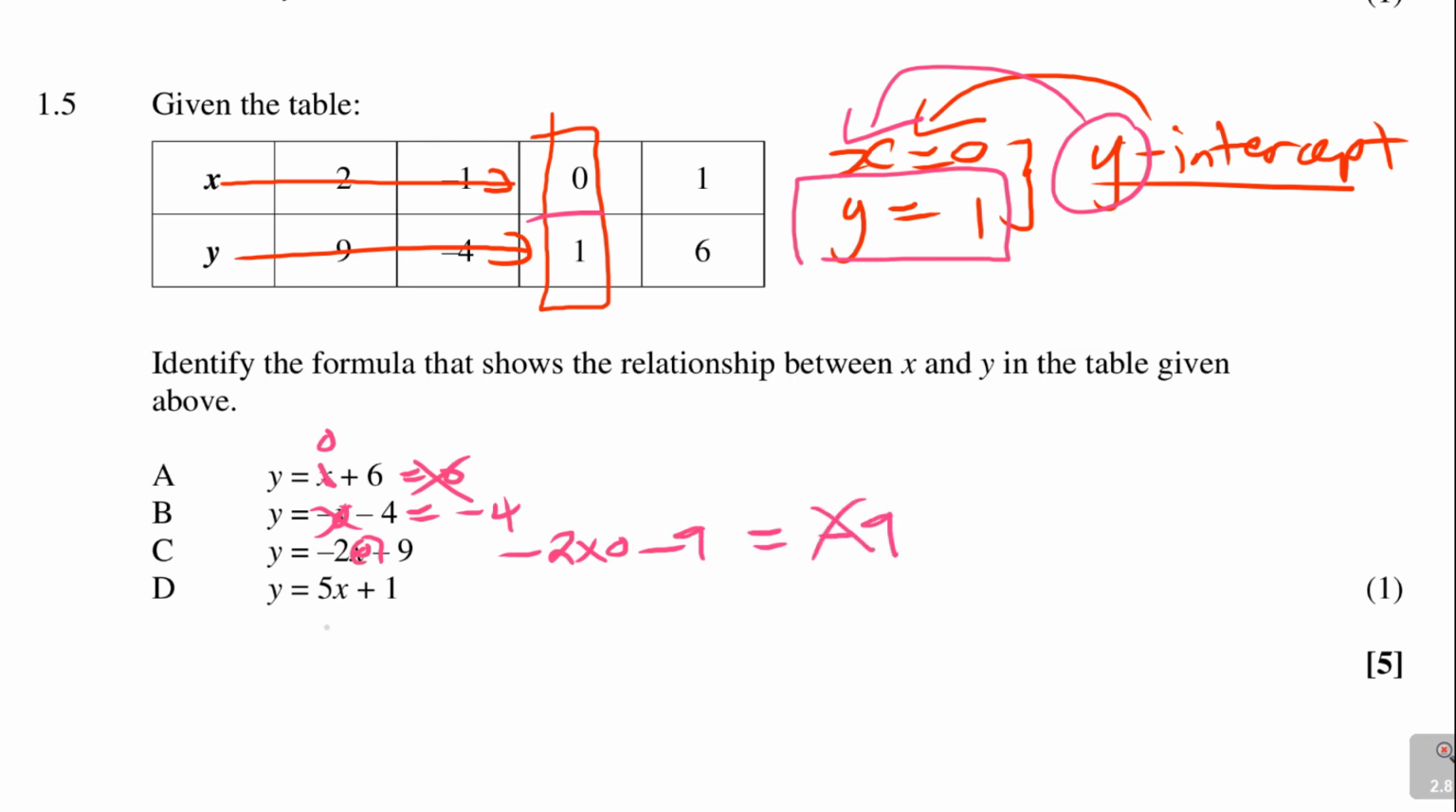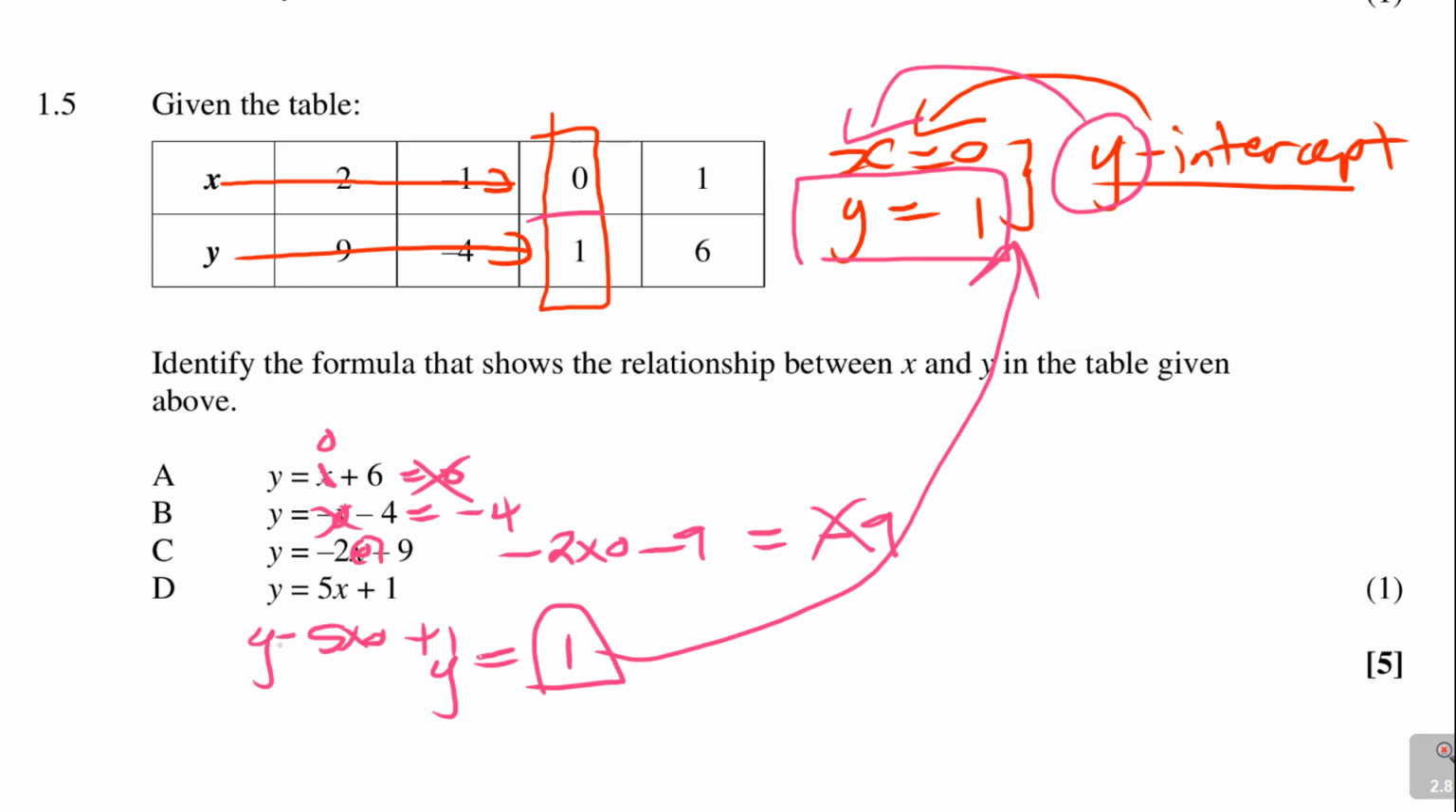What about the next one? It's 5 times 0 plus 1, which is equal to 1. There it is. You see? There is y. Remember, on the other side, you're saying y is equal to 5 times that. So the answer there is a D.